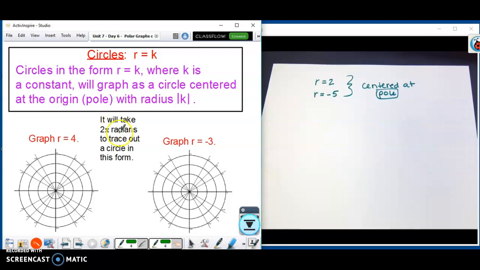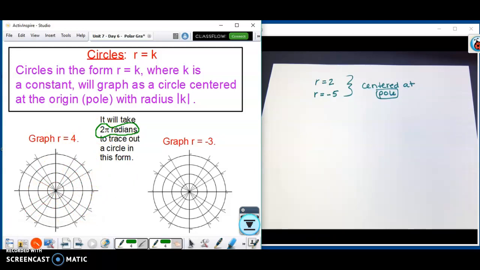Something that we really need to make sure we note is that it will take 2 pi radians to trace out a circle in this form. So what this means is when we draw our circle, this 2 pi radians means that it's going to take up the entire unit circle for us to graph this. Okay, 2 pi is an entire unit circle, so it'll take up the whole graph.